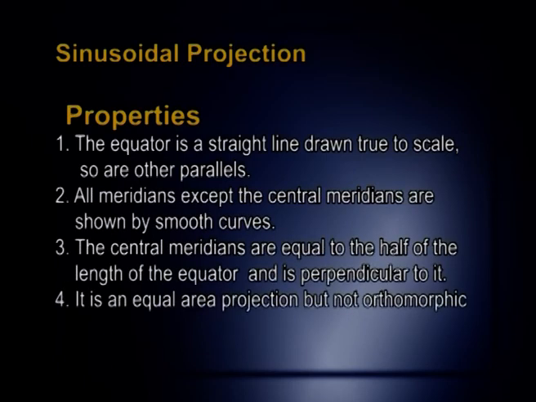Number 2. All meridians except the central meridian are shown by smooth curves. Number 3. The central meridian is equal to half of the length of the equator and is perpendicular to it. Number 4. It is an equal area projection but not an orthomorphic one. Use. It is suitable for distributional maps. It has also been used for the maps of Africa and South America in atlases.